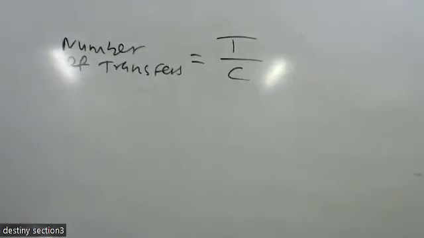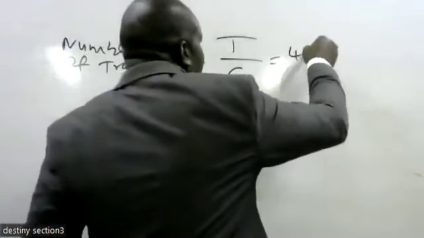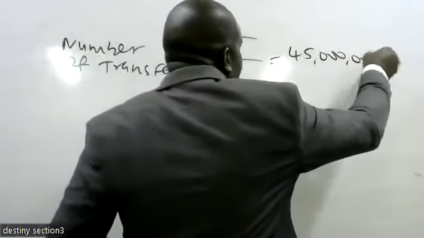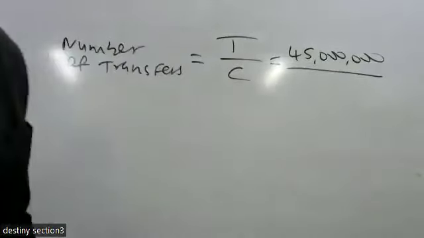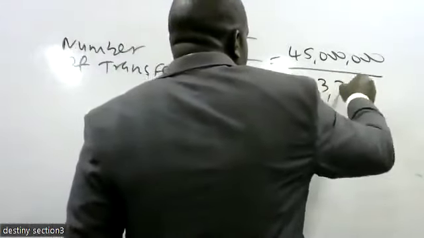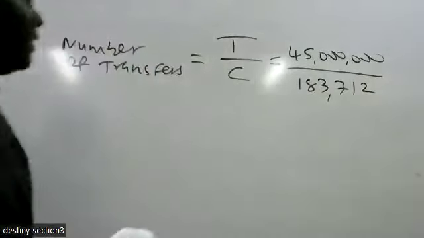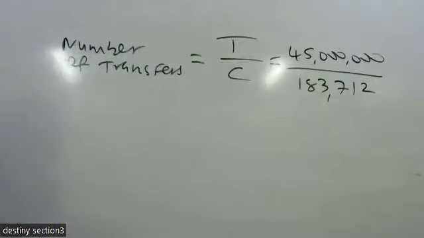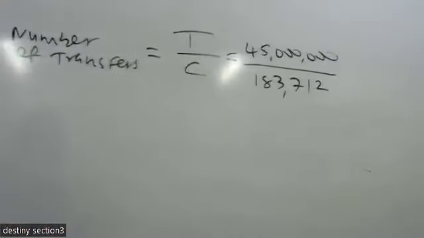To get the number of transfers, you remember how to get the number of orders. We are taking R divided by economic order quantity. The same scenario for this. So T is what we have as 45 millions. C, you calculated in the Roman letter 1. It was 183,711.712. So to get the number of transfers, simply take T divided by C.